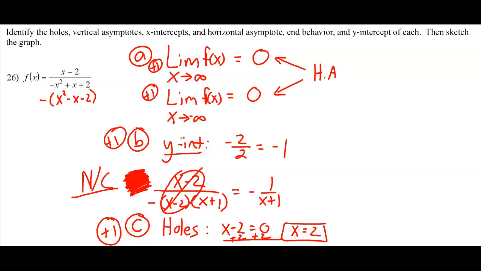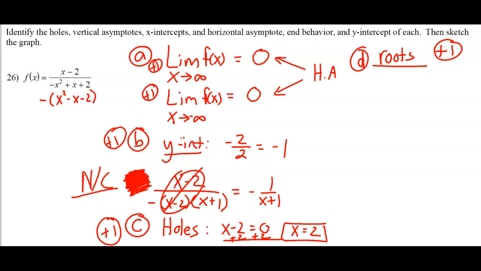You'll also be given a point for finding the holes if there are any. If there aren't any, you can just say none, and that'll get you a point, so long as that's the right answer. All right, part D, we're asked to find the roots. That would be worth another point.